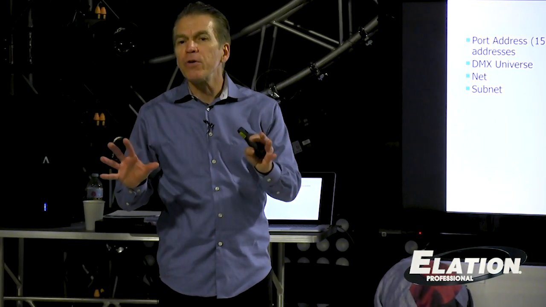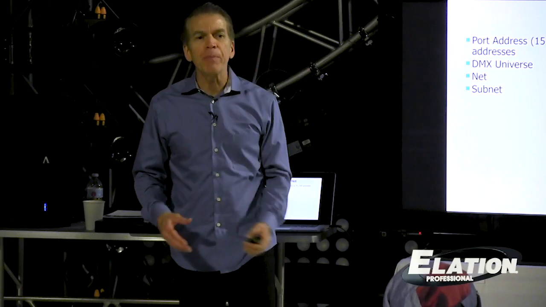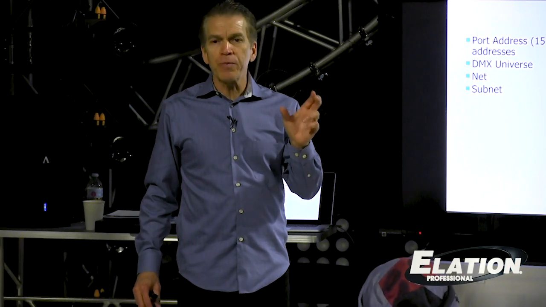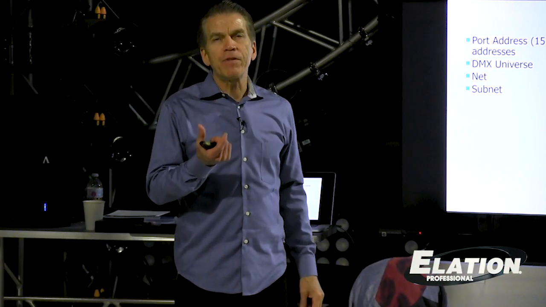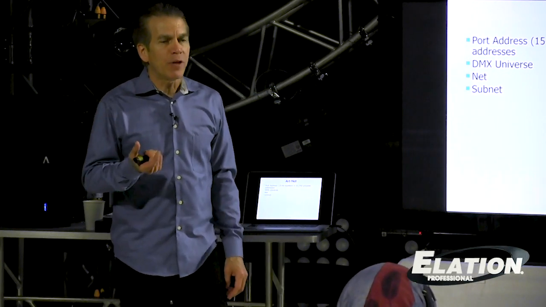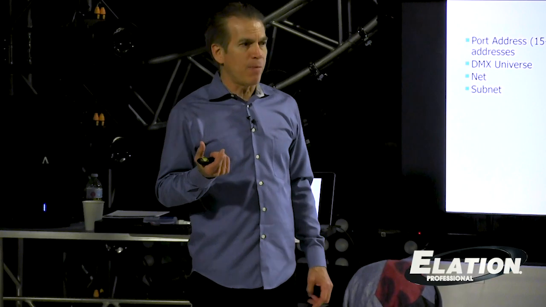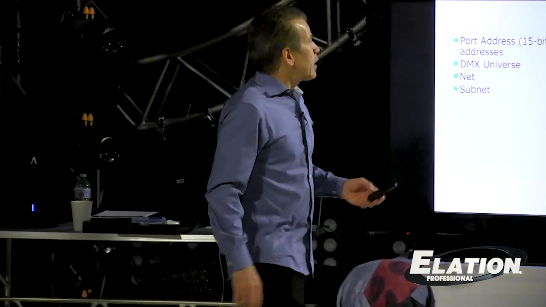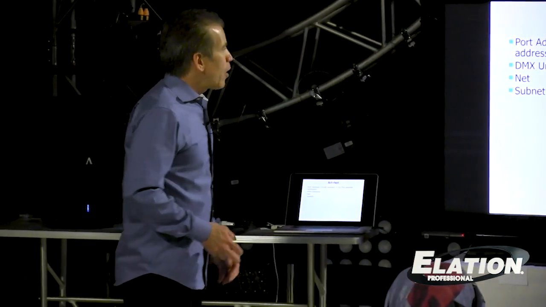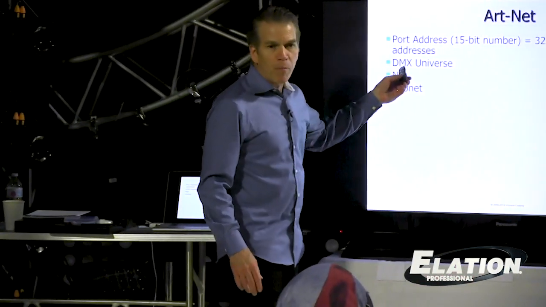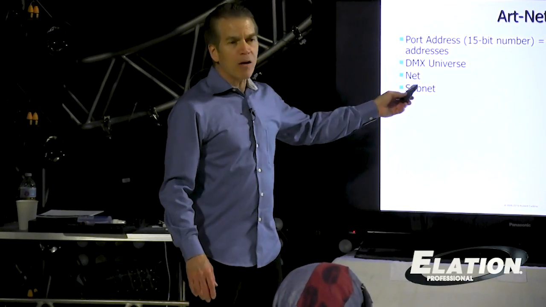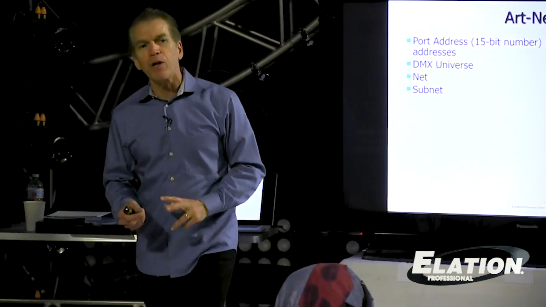Now, most consoles break that into a subnet or a net and a universe. The combination of the two make up the port address. So typically, you'll have an 8-bit universe number that goes from 0 to 255, and a 7-bit net number or subnet number. So that goes from 0 to 128. The combination of the two gives you a 15-bit number that goes up to 32,000 or so. You can also configure the DMX universe. Most of the time, the universe is part of the port address, and then you have the net, or sometimes it's called the subnet. So there's different terms that mean the same thing.